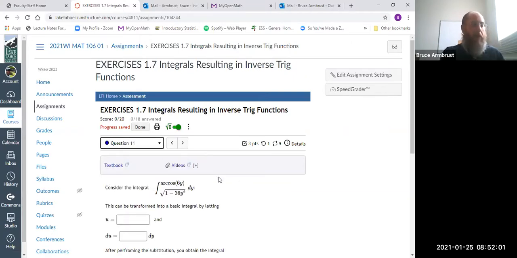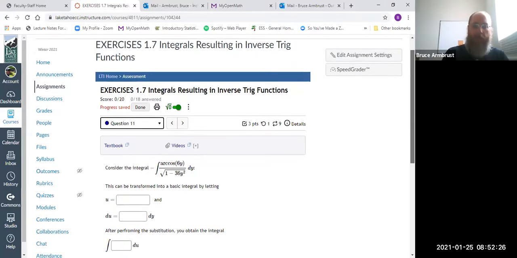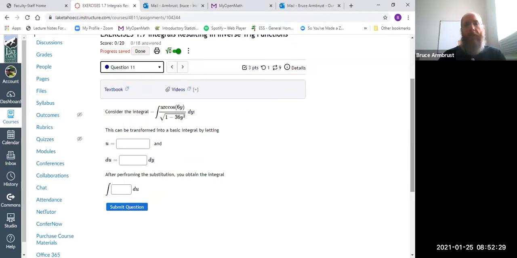All right, so we've got, consider the integral: negative integral of inverse cosine of 6y over the square root of 1 minus 36y squared dy. All right, so this one says this can be transformed into a basic integral by letting u equal what, which then makes du equal what, and then after substituting, you obtain the integral. So this one's basically saying don't do the integral. We might go ahead and just do the integral, but let's at least get it set up. And we have to figure out the right u.